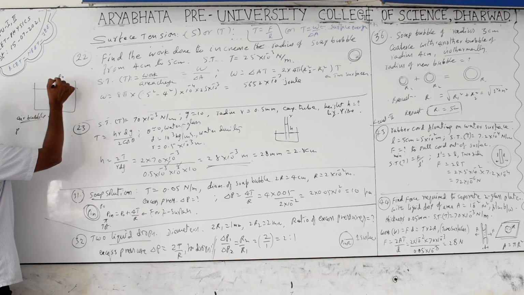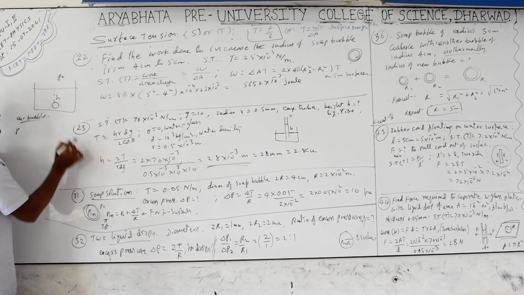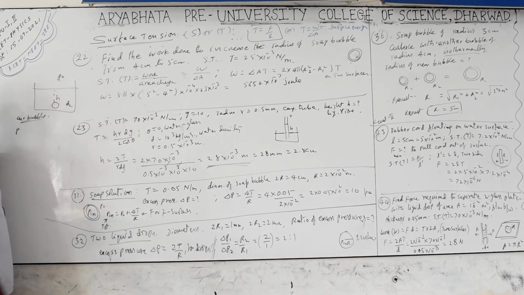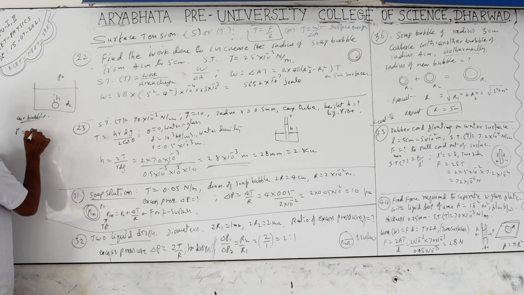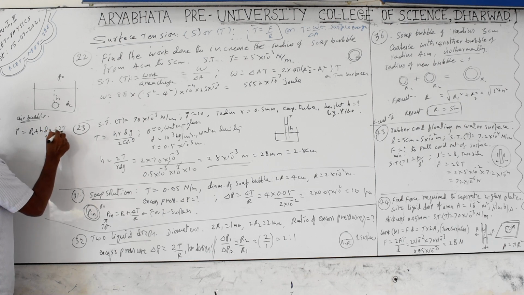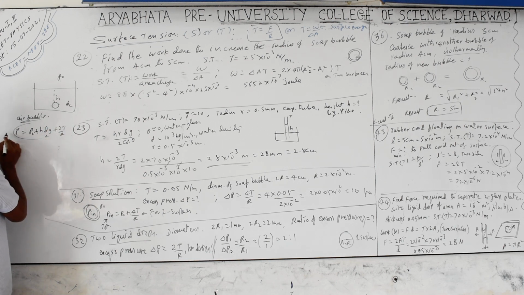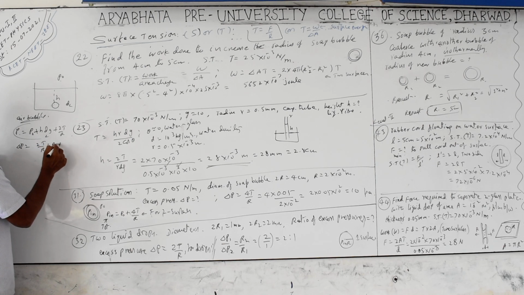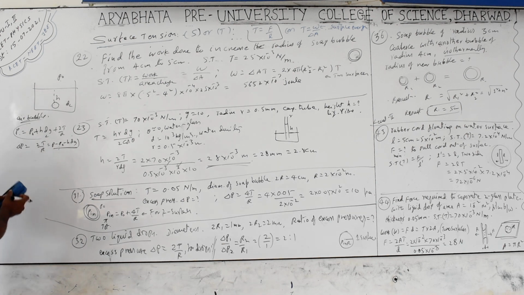But two pressures are present, the atmospheric pressure and also the pressure due to the liquid of density d_l, which is equal to H d g. So the total pressure is equal to P naught plus H d g of the liquid plus 2T by R. This, taken as the excess pressure, gives delta P equal to 2T by R. Delta P is equal to P minus P naught minus H d g. This is the excess pressure.